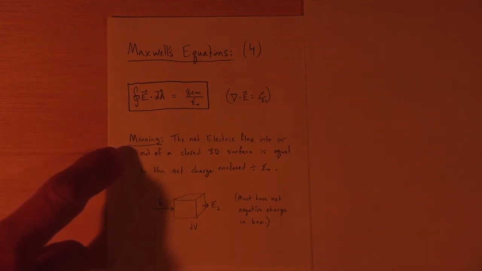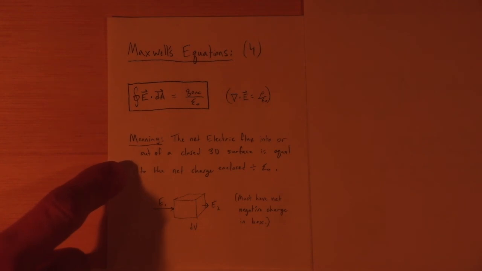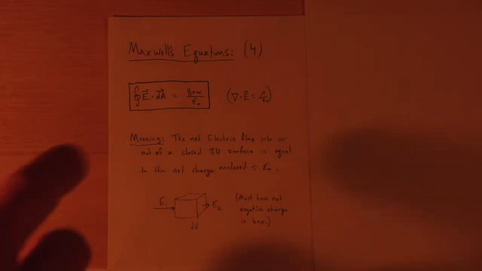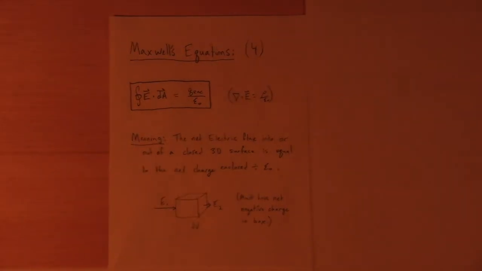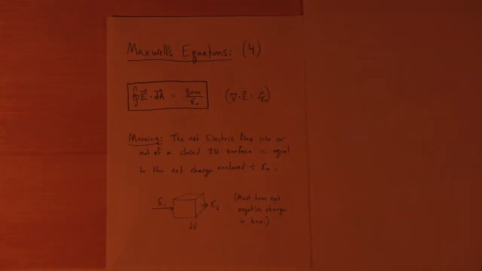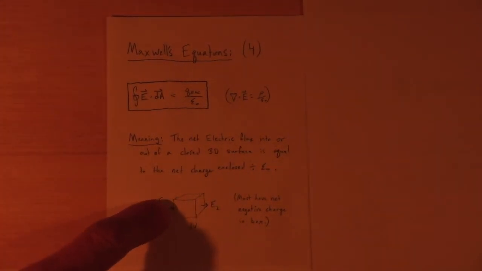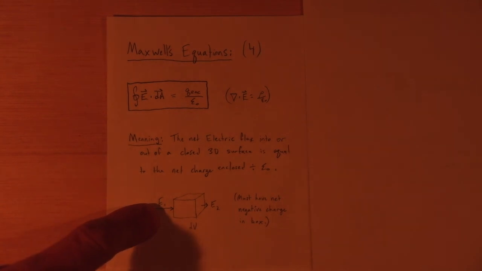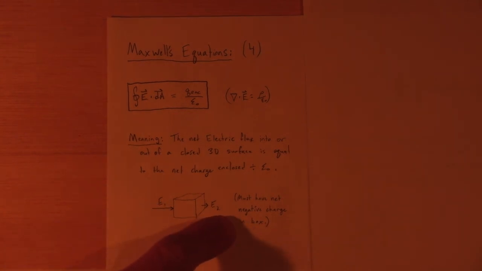The net electric flux into or out of a closed 3D surface is equal to the net charge enclosed divided by epsilon 0. All you have to be able to do on the AP test is read that from the math over here. I have a little diagram here of a box, and if we have more electric field coming in this side, the back side, which we cannot see, than we have coming out, we have a net negative flux. And that means that we must have a negative charge enclosed in the box, a net negative charge.